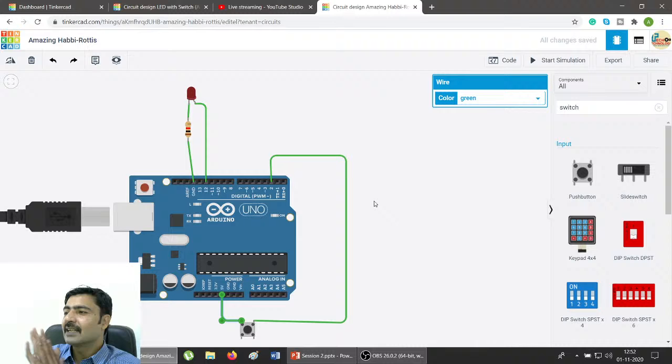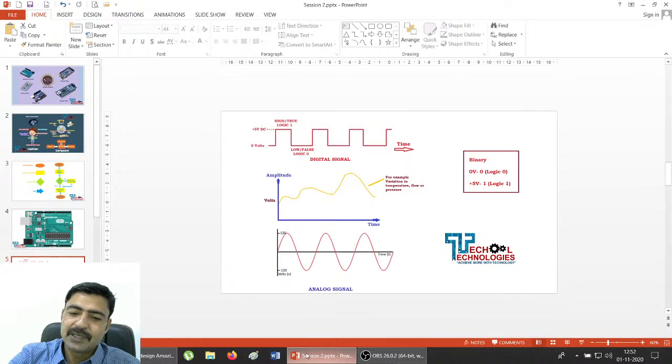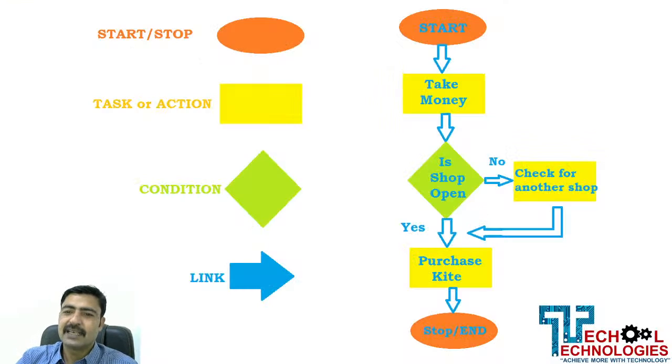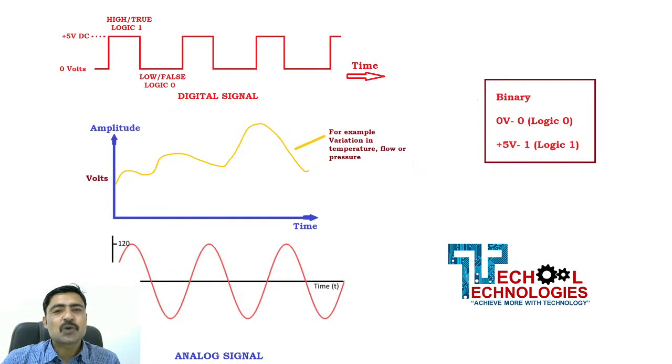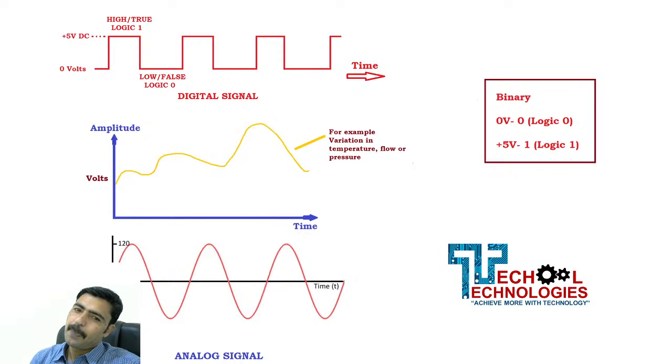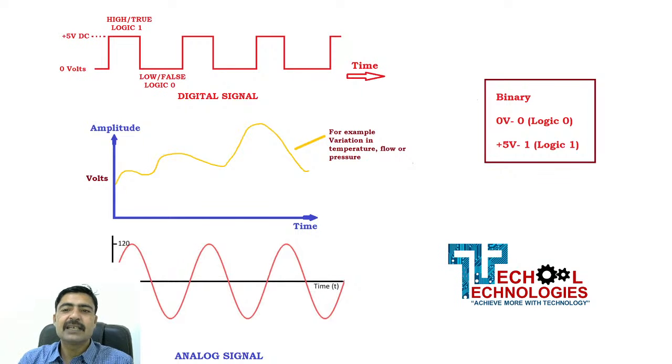Digital signal is a signal which is displayed on screen. Okay, let me show you what is digital and what is analog. You can see on the screen, I have made a square-shaped waveform on the top side, which I have marked as digital signal. And on the bottom side, I have drawn a random graph and one sinusoidal graph.